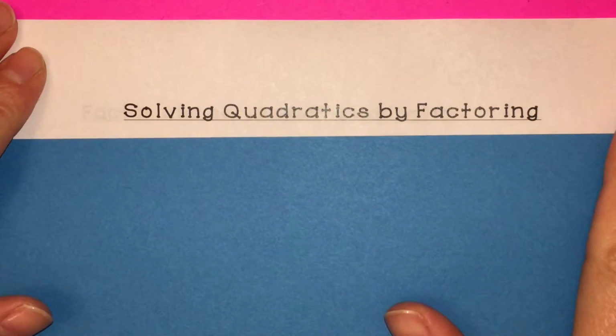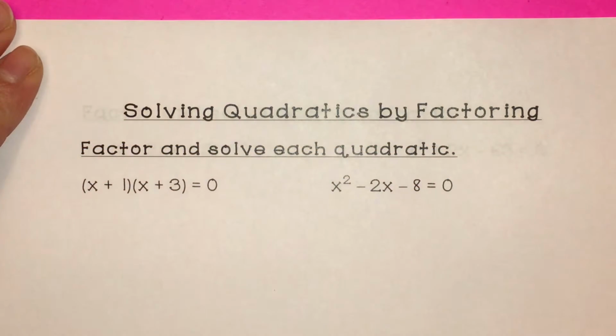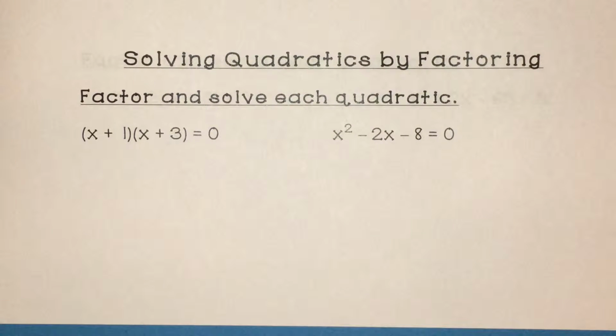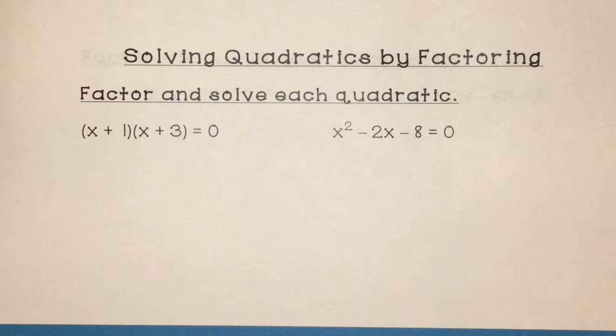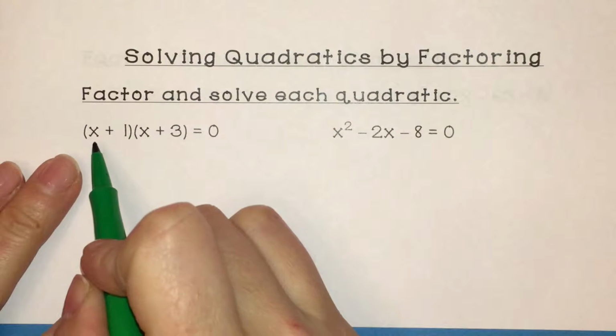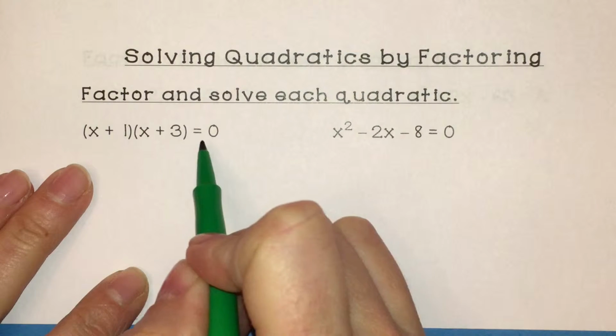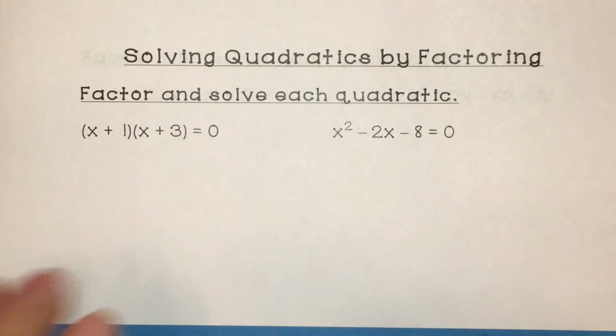All right, we're going to solve quadratics by factoring. So when we're solving the quadratic, we have to say what our variable, in this case x, is actually equal to. And because it's a quadratic, we're actually going to have two different values that it equals. We have x plus 1 multiplied by x plus 3, and it's set equal to 0.